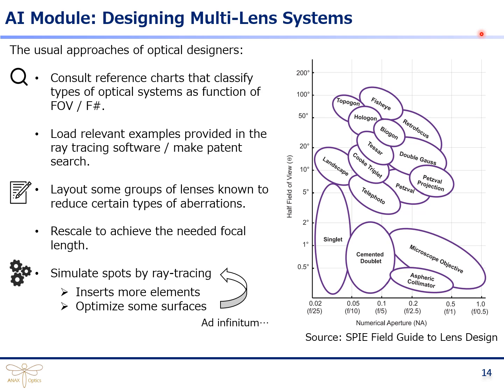After making a choice of this initial guess, the designer will then lay out some group of lenses which are known to reduce certain types of aberration. He will then rescale the system to achieve the needed focal length, and then simulating the spots, inserting more elements, optimizing some surfaces, he will iterate. It is noteworthy that these tasks are rather well suited for machine learning.